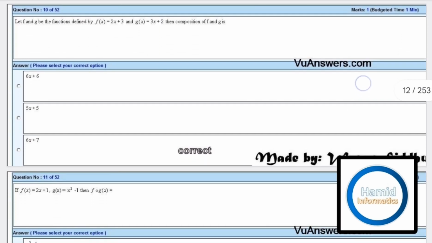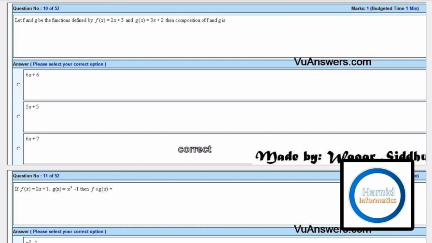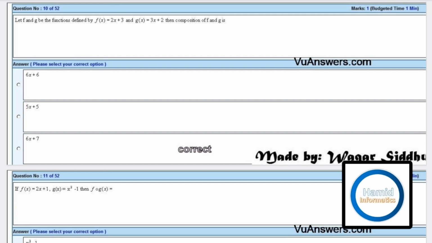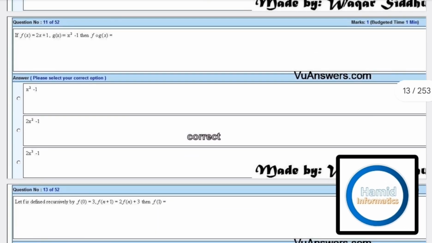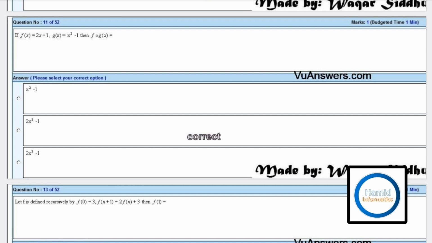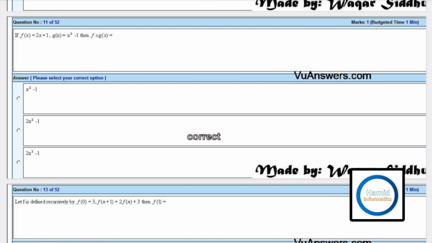Next one is let f and g be the functions defined by f of x is equal to 2x plus 3 and g of x is equal to 3x plus 2, then composition of f and g is 6x plus 7. Next one is if f of x is equal to x plus 1 and g of x is equal to x square minus 1, then f of g of x is equal to, it means in this symbol of O is mean multiplication, x square.